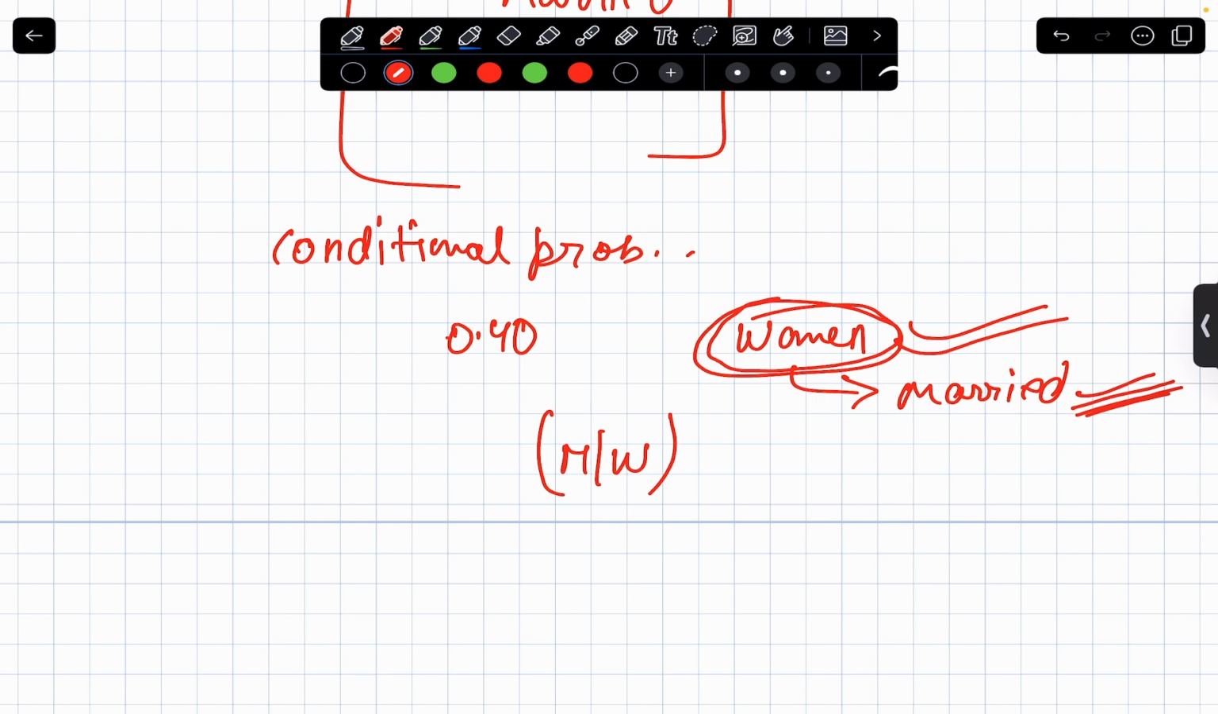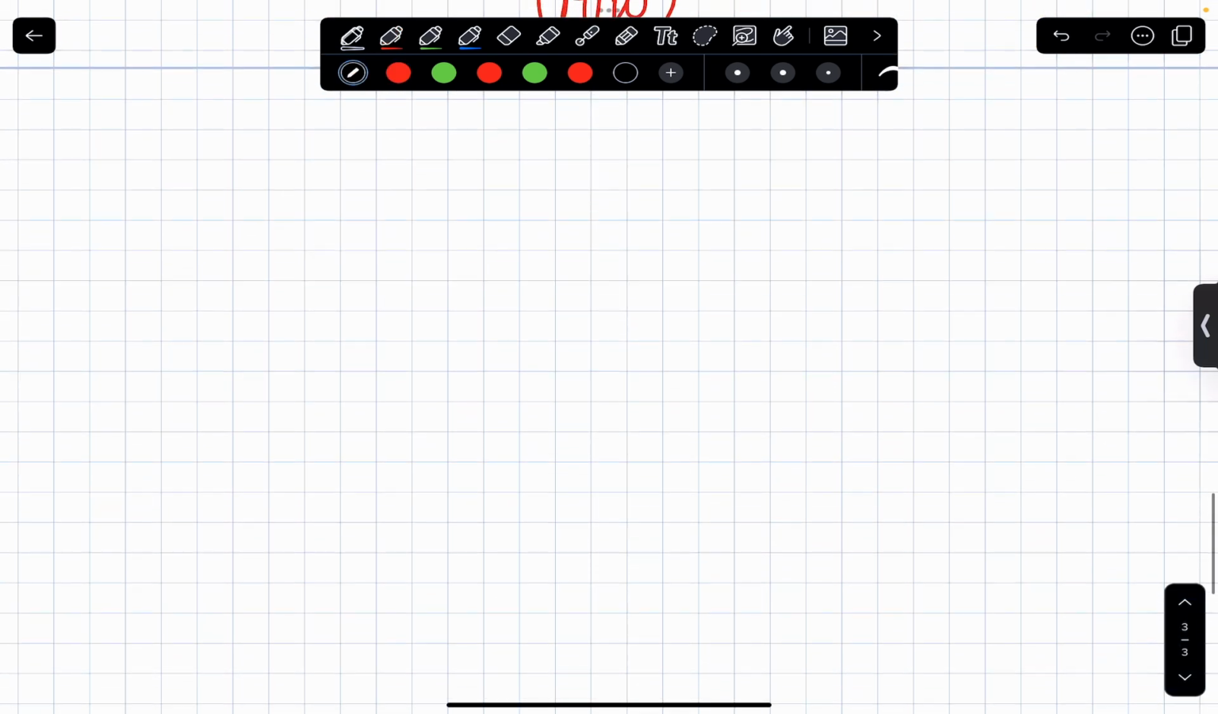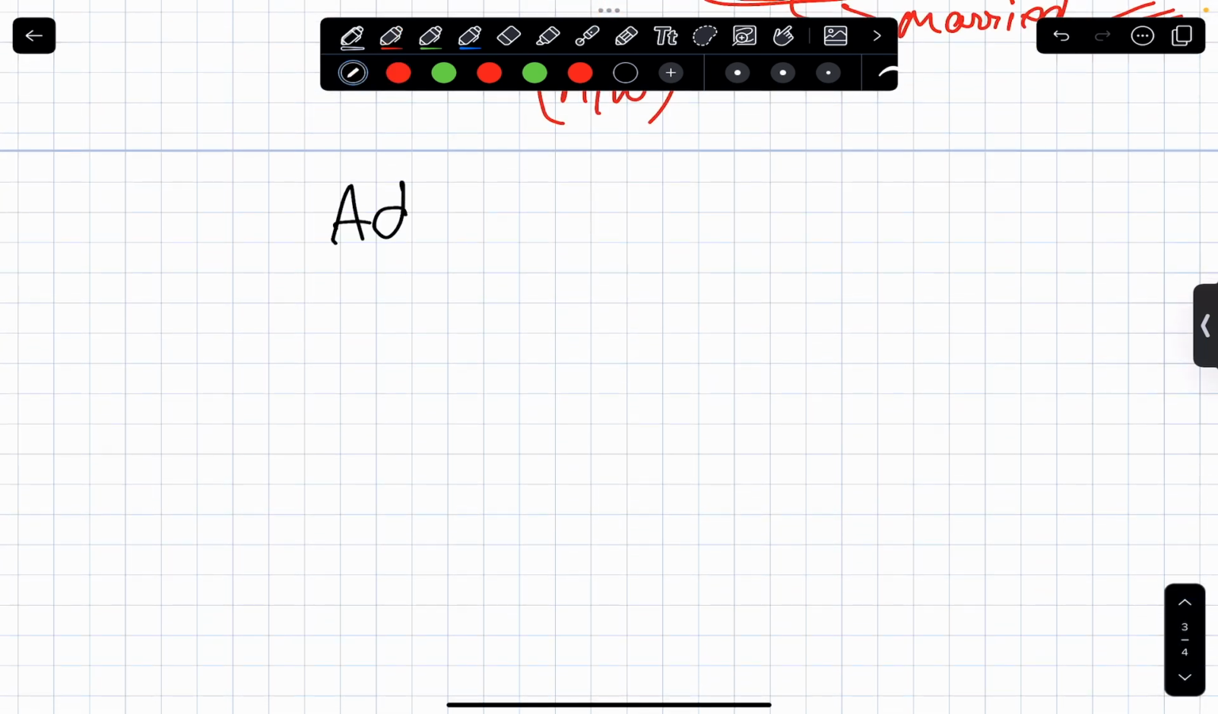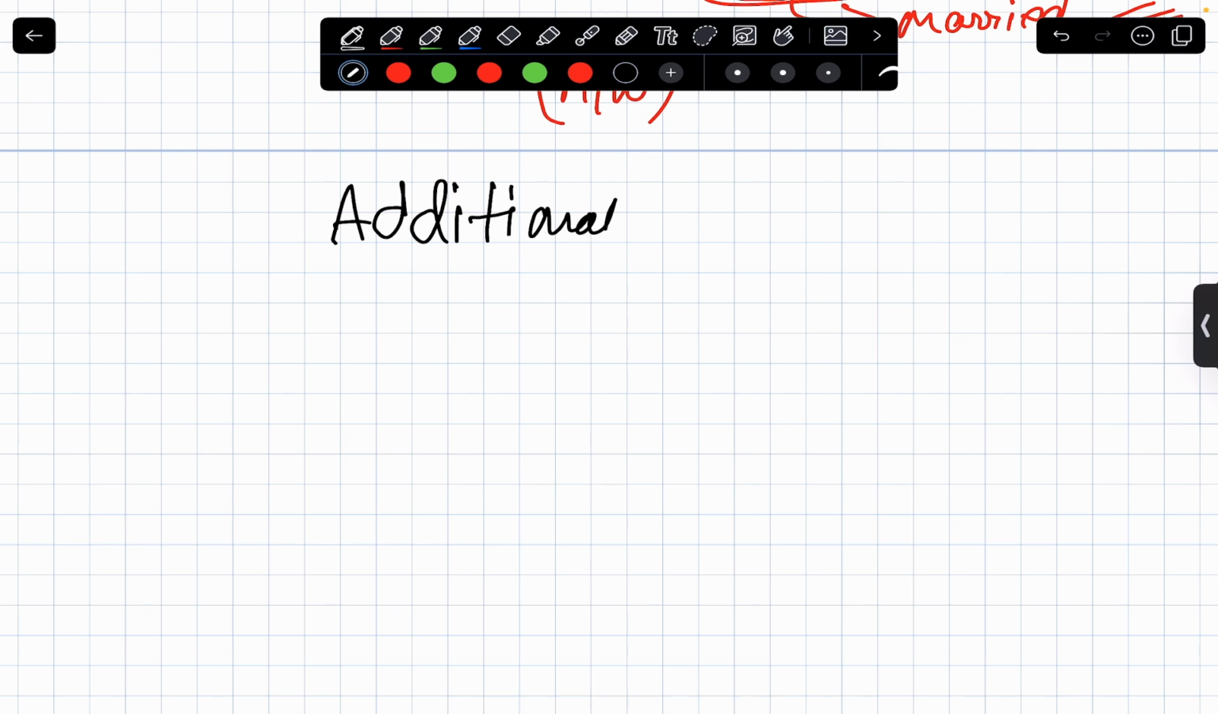So that was it for the conditional and multiplication rules. Now we are moving ahead with the addition rule. The addition rule is what we use for unions. We use the multiplication rule for the intersection, or joint probability, and now we are using the addition rule for the union.